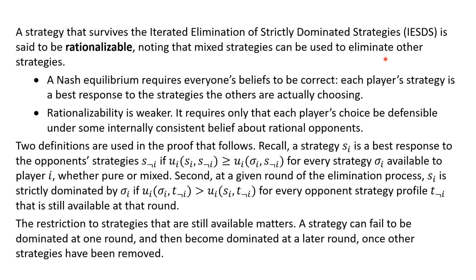In terms of relationships, a Nash equilibrium requires everyone's belief to be correct. Each player's strategy is a best response to the strategies the others are actually choosing. Rationalizability is weaker. It requires only that each player's choice be defensible under some internally consistent belief about rational opponents. So we're going to prove a theorem related to these two concepts in the next slide.